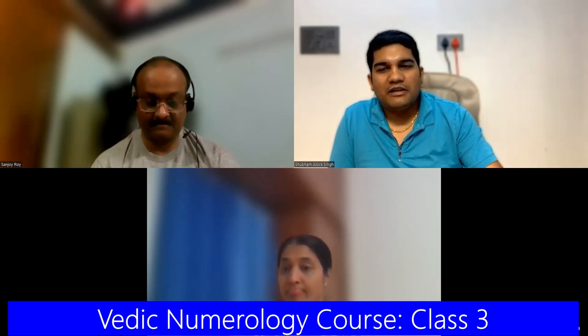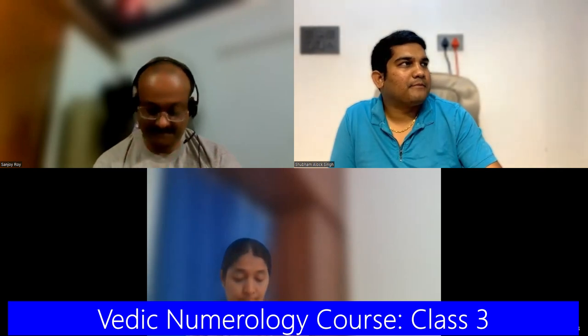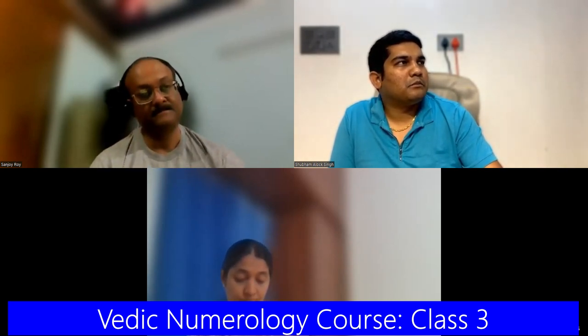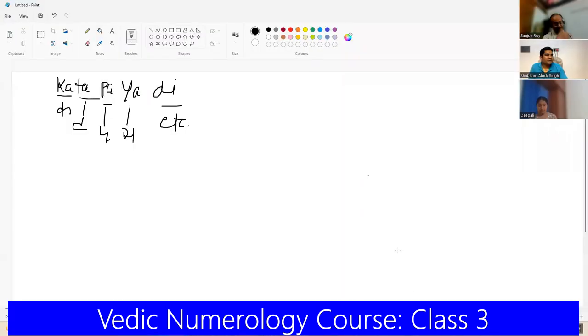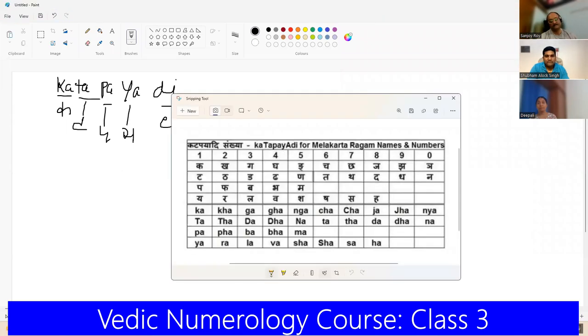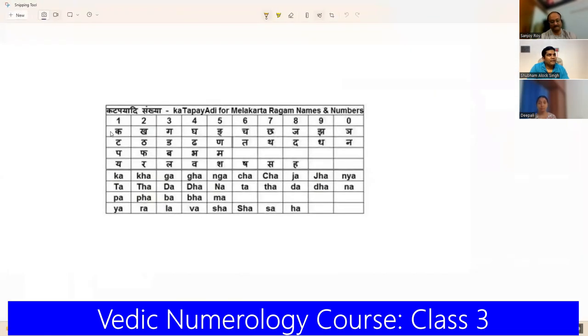For the English names, it can be a little bit difficult, but I will help you. This is the table. Can you see it? So ka, ta, pa, ya, adi. Starting from ka in the Hindi alphabetical order, letters are given a value. So ka, kha, ga, gha, nga, cha, chha, ja, jha, nya, given values from 1 to 9 and then 0. Then next is ta, tha, da, dha, na, ta, tha, da, dha, na. Then pa, then ya, adi, etc.